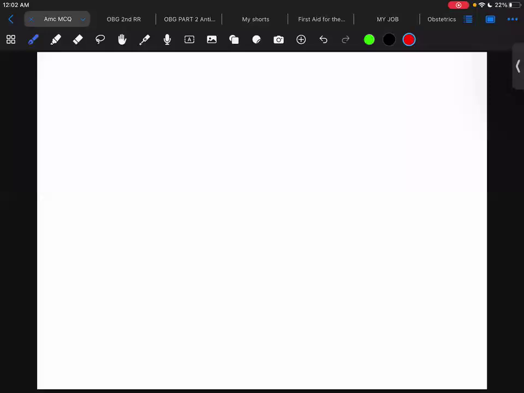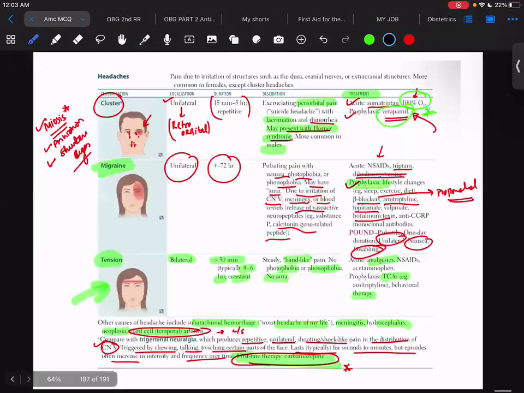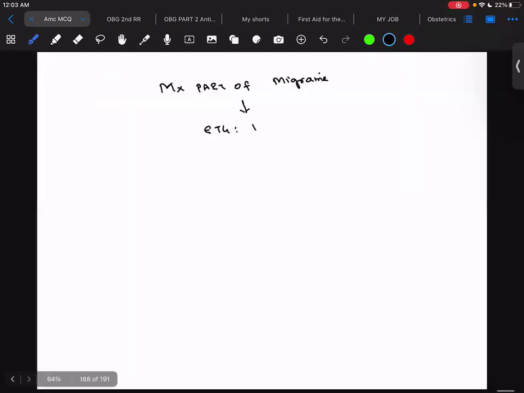Now we'll be covering the management part of migraine as per ETG, that is therapeutic guidelines. They say that if any patient comes to us with pulsating unilateral pain, throbbing pain, which is like 4 to 72 hours, as you can see over here, and you are thinking that the patient is having migraine.